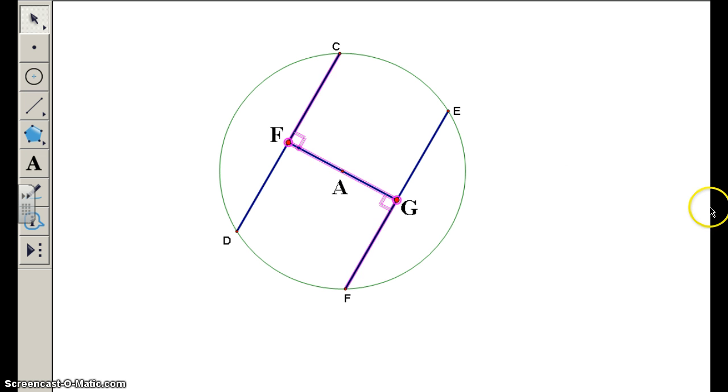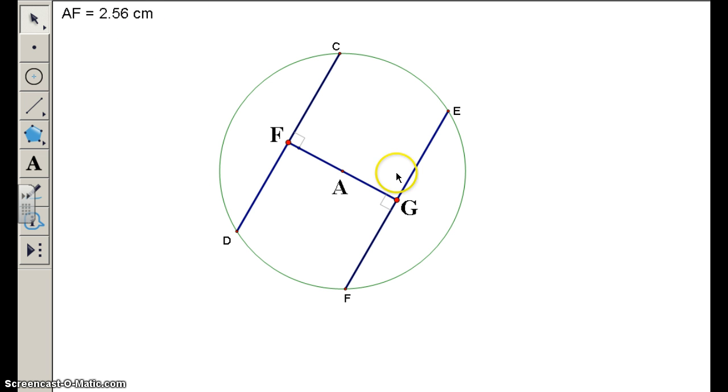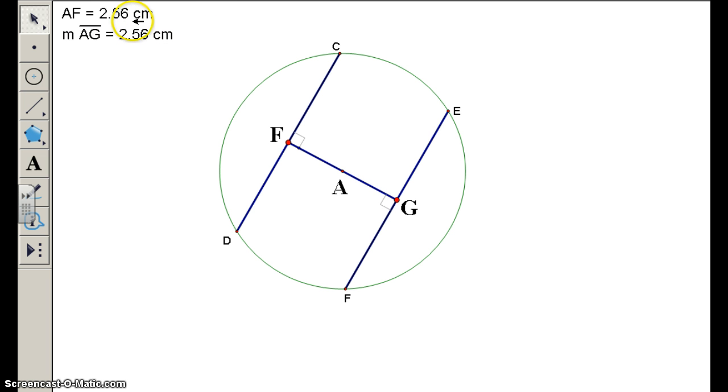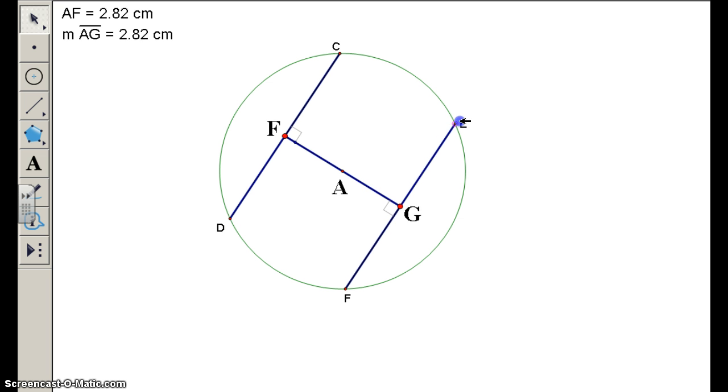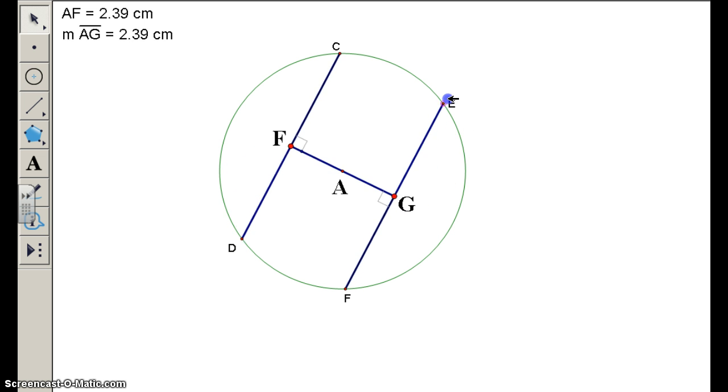So here I'm going to do that. Now you can see my perpendicular segments from the center to the chord. Now let's measure those distances. If I measure the distance from A to F, 2.56, and then let's measure the distance of AG, and we get that it is also 2.56. So they're the same distance from the center, and if I move one of my points, let's say point E, the endpoint of the chord, notice the distances stay the same.